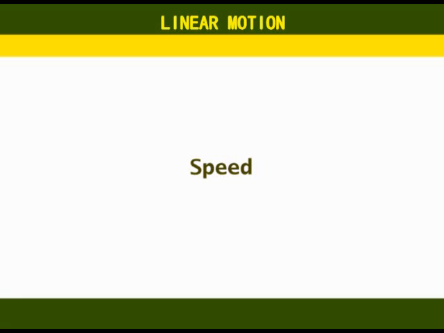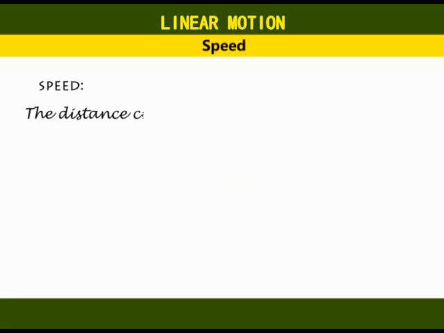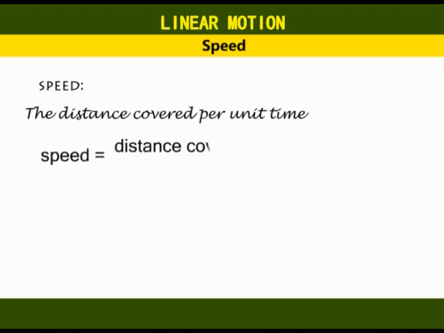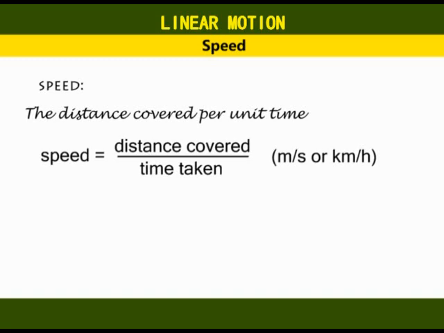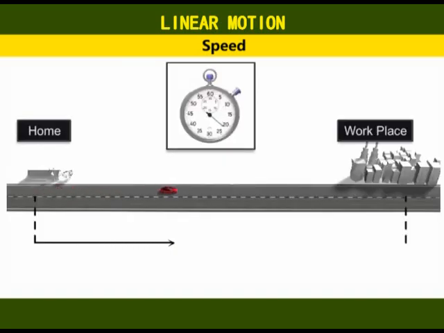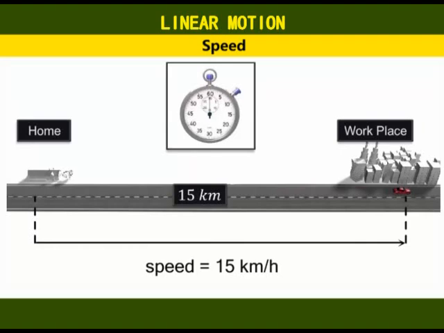Next, we look at speed. Speed is the distance covered per unit time. Mathematically, speed is equal to distance covered over time taken. The units are meters per second or kilometers per hour. This definition, however, only applies for an object moving uniformly over a period of time, but in most cases, this does not happen. For example, consider the man driving from his home to work a distance of 15 kilometers and takes 1 hour.